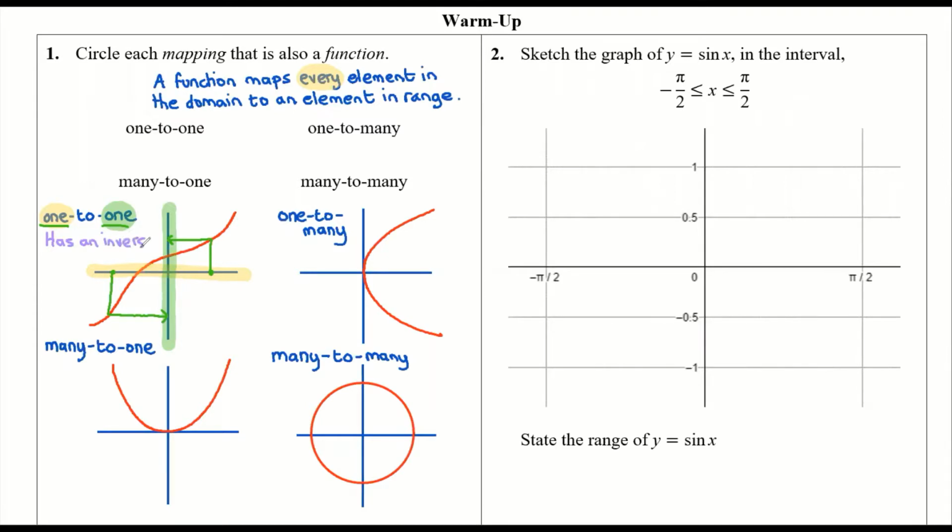Okay, because the inverse will also be one-to-one. In the inverse, these two words will just swap round. So it will still say one-to-one as the domain and range switch. All right, now if we move on to the top right, we've got a one-to-many mapping there.